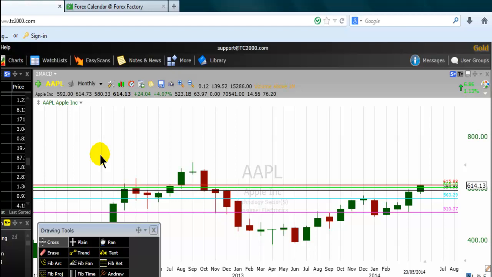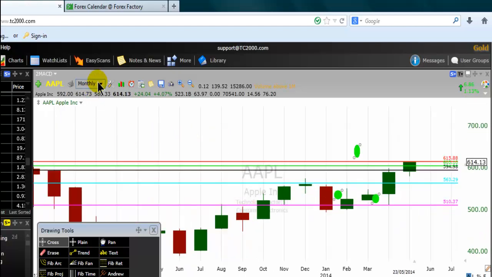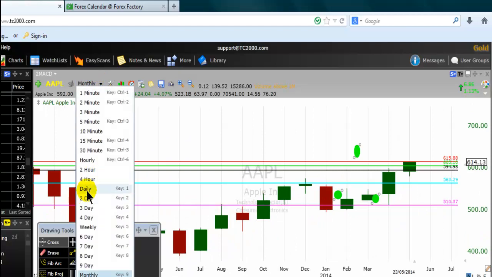That's why we highlight the high, the low, and the median line. Traders who understand the candlestick pattern may also pay attention to the candlestick pattern on Wednesday if you are trading on Thursday. So this is Apple stock. I'm going to go to the daily charts.